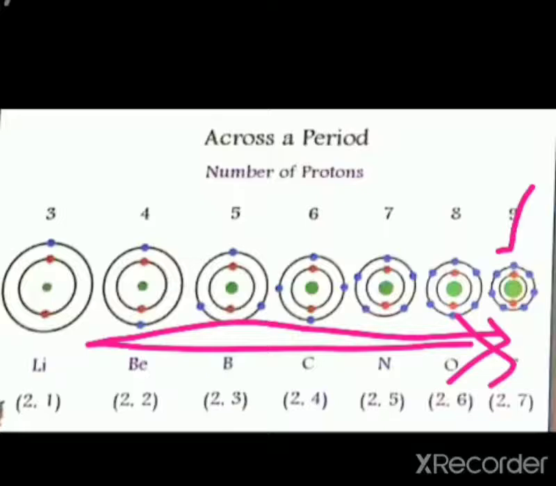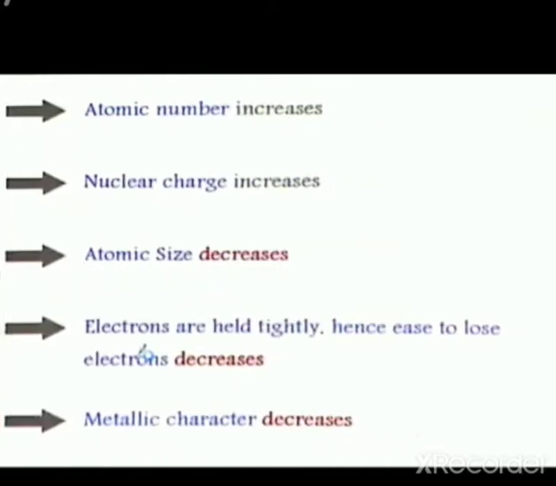Metallic character will be possible if the atomic size is large, because if the atomic size is large, then the outermost valence electrons are very far from the nucleus, so they can be removed easily. That's why decreasing atomic size means decreasing metallic character also. So remember this. This is across a period.